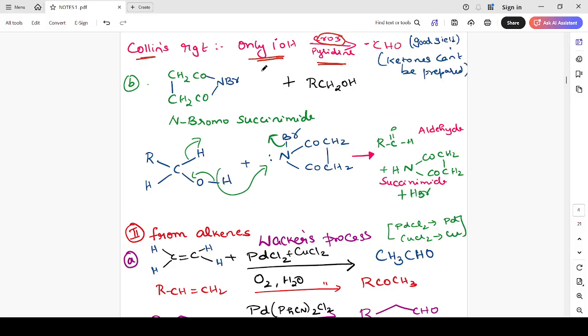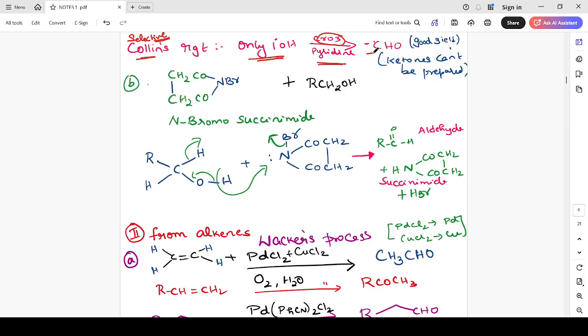Secondary alcohols also will react, but not that much. It is not that much compatible here. So I take primary alcohol. This is also a selective oxidizing agent. Remember, Jones was a strong oxidizing agent, but this is a selective oxidizing agent.